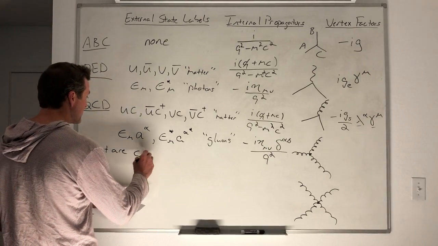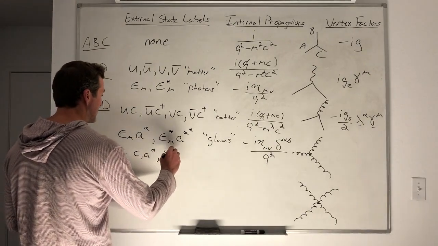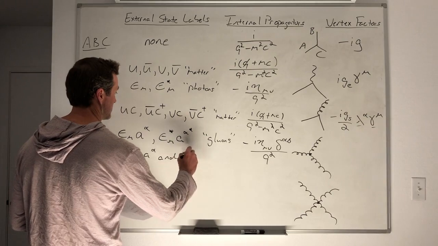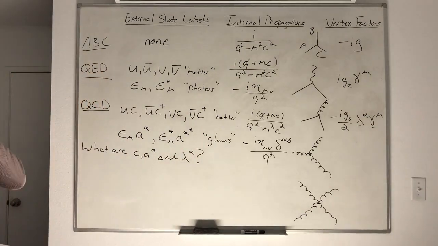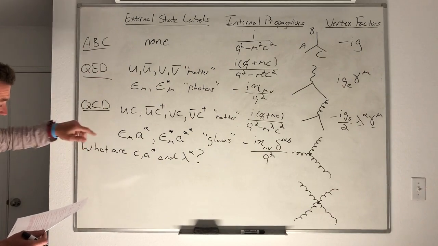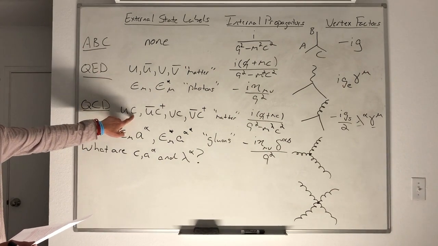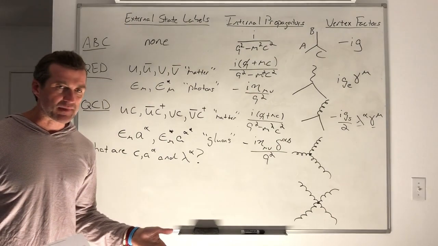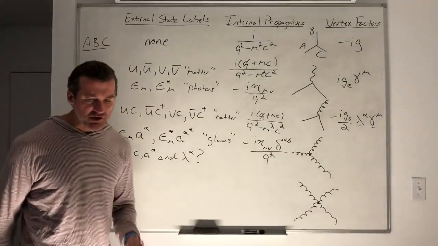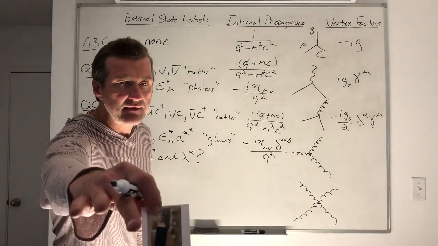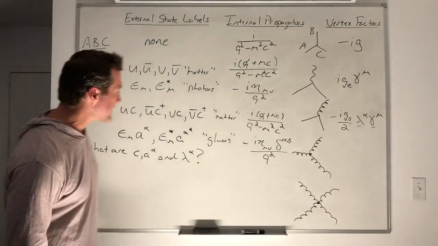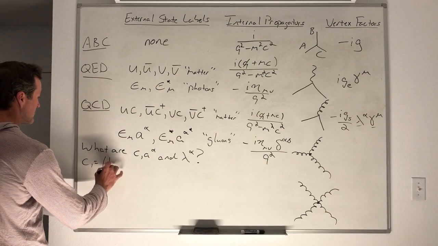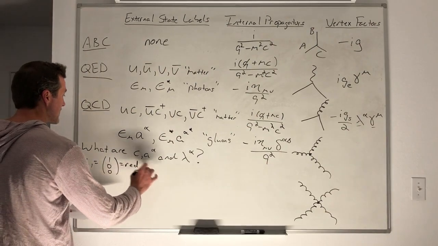What are C, A alpha, and lambda alpha? So, the C's are the part of your wave function, if you will, which is describing your state in color space. Well, how many dimensions is color space, Avery? 3 dimensions. It's 3, exactly. So with C, we can literally take a basis like so.